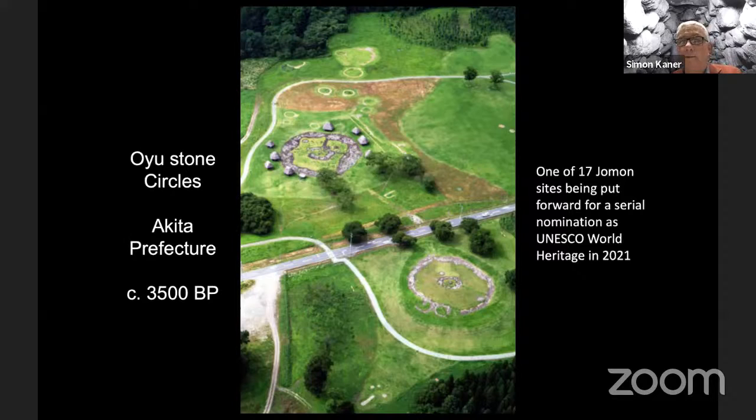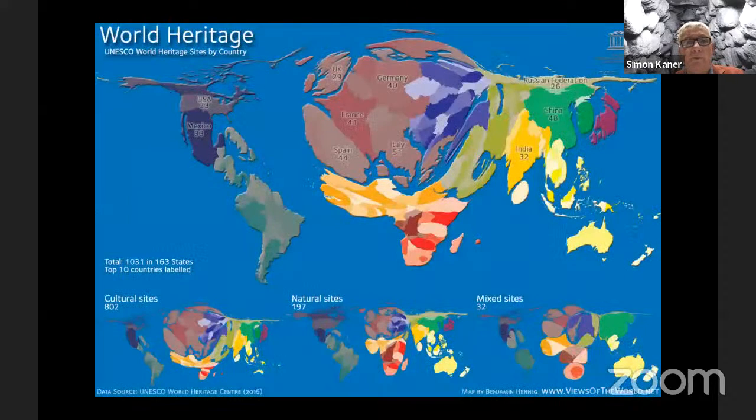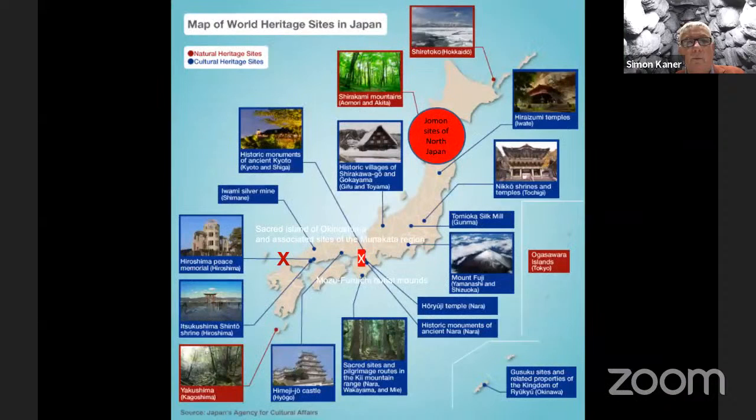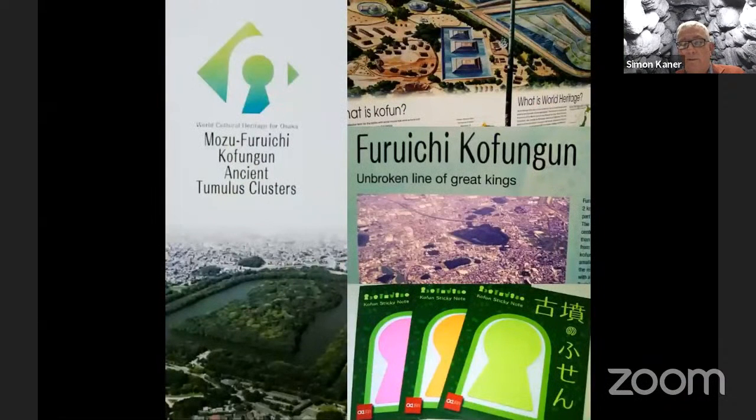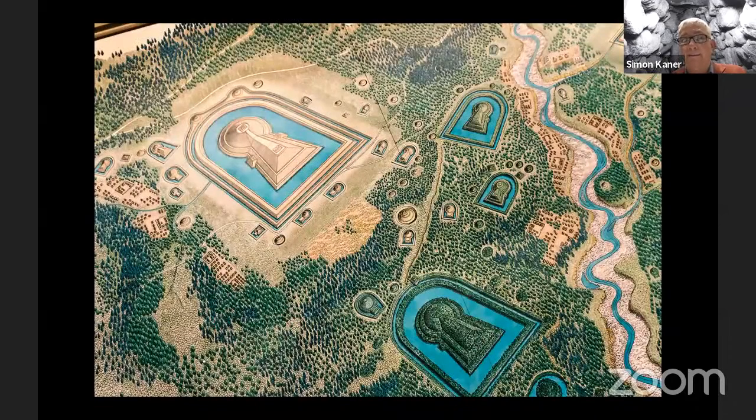Now, I'm aware that I'm a little tight on time, so I'm just going to whiz through the rest of these sites. I was going to say something about World Heritage because some of the sites in the Osaka Kofun groups have now been inscribed as UNESCO World Heritage, the Mozu Furuichi Kofun group, including the Nintoku tomb, the Daisen Yama tomb, the largest of all of the Japanese tombs, 486 meters long, a massive burial monument, the largest burial mound of the ancient world, is how it's portrayed.